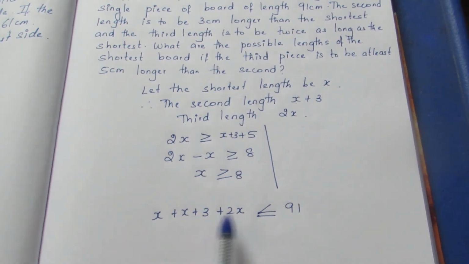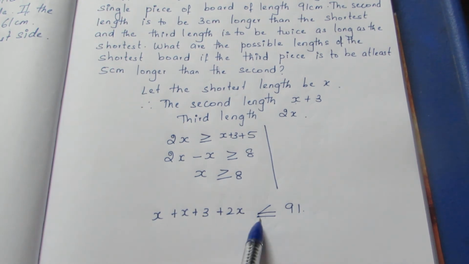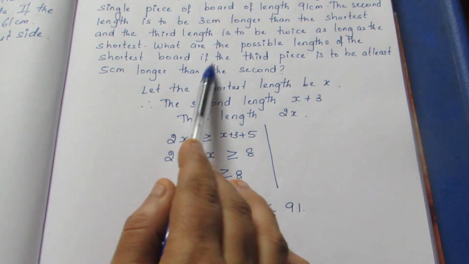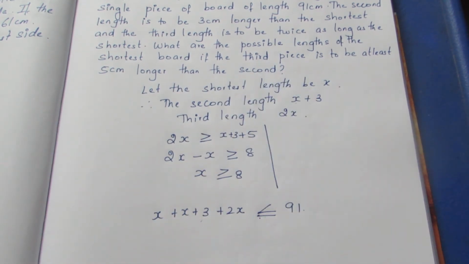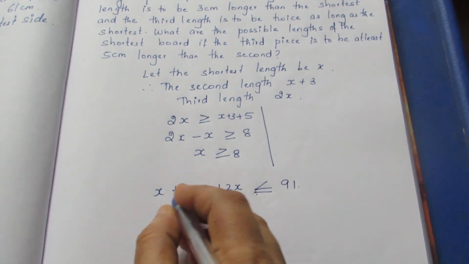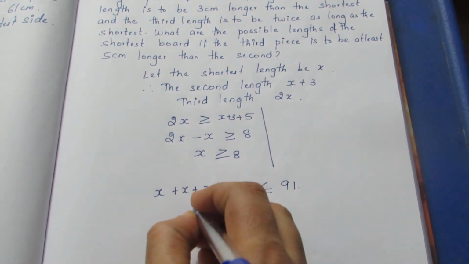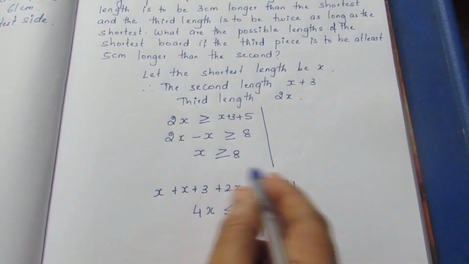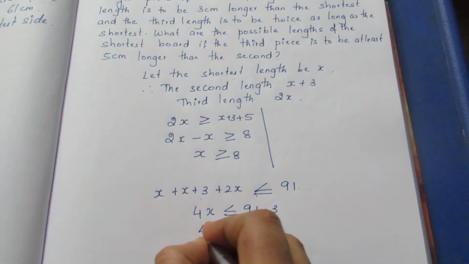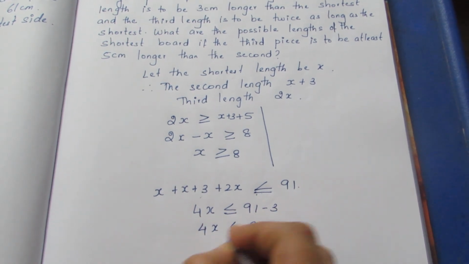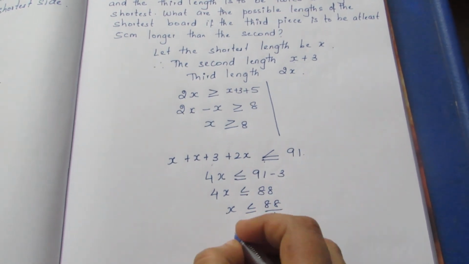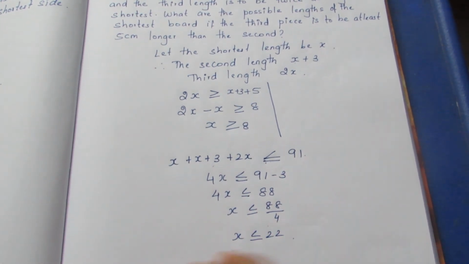The total length can be equal to 91 or it can be less than 91, because there is a change in the x value of the third piece. Now let us find x in this way. Here it becomes 4x is less than or equal to 91 minus 3. If I bring 3 to this side, it is minus 3. So 4x is less than or equal to 88. x is less than or equal to 88 divided by 4. So x is less than or equal to 22.